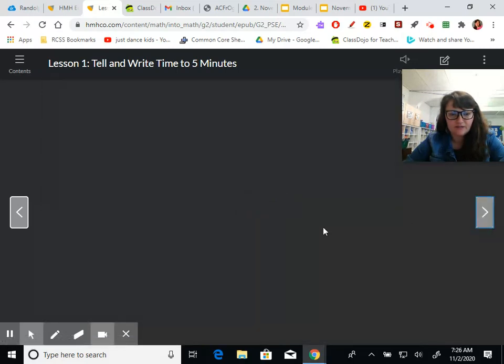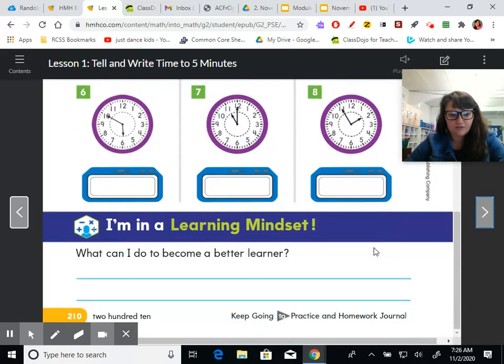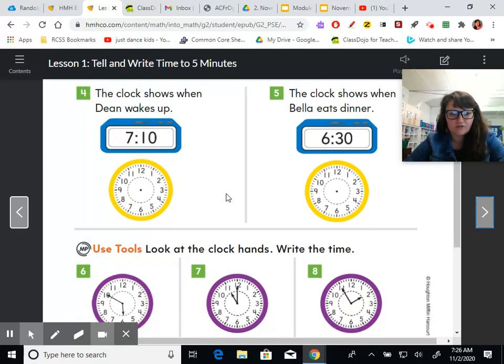All right, next one, next page. On your own, that one is on page 210. So it says, look at the time, draw clock hands to show the same time. So the clock shows when Dean wakes up. So that says 7:10. So you draw it. The clock shows when Bella eats dinner, 6:30. So you're going to draw 6:30.